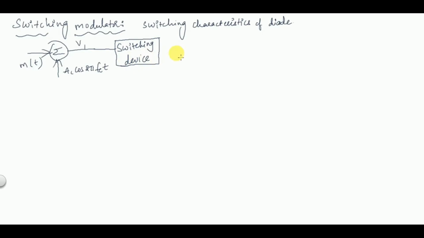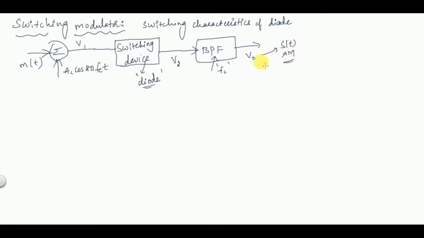The switching device is again a diode, and its output is V2. This output is passed through a band pass filter, which is tuned to the same carrier frequency fc. The output will be V0, which is of the form of the AM modulated signal. Thus we can say that the AM modulated signal is obtained at the output of this switching modulator.